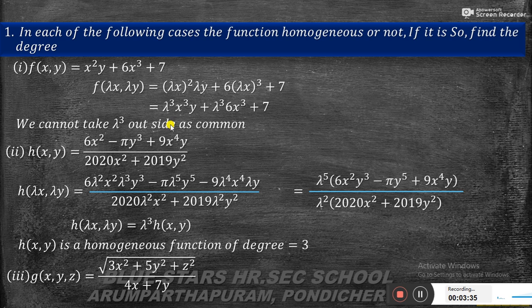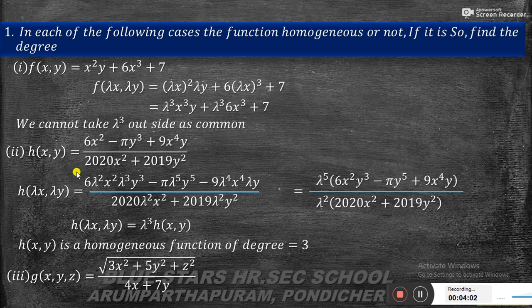The given function is not homogeneous, because f of lambda x comma lambda y should form lambda power p into f of x comma y. We take the lambda outside as a factor. So we are not able to take lambda cube outside, because lambda cube is not common in all the terms. Therefore it is not homogeneous. The given function is not homogeneous.